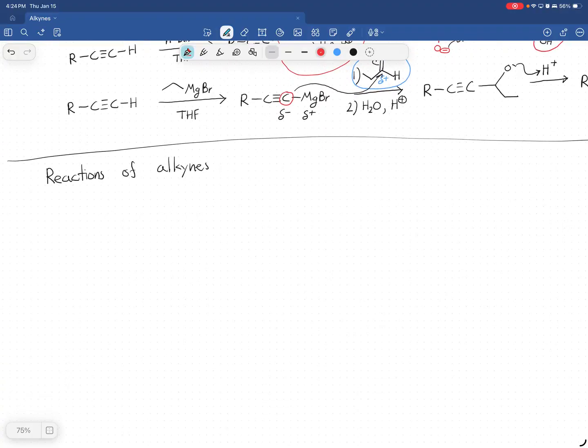All right, reactions. So, the first reaction we have. There are actually fewer reactions than for alkenes, so it's not as many. So, complete hydrogenation.